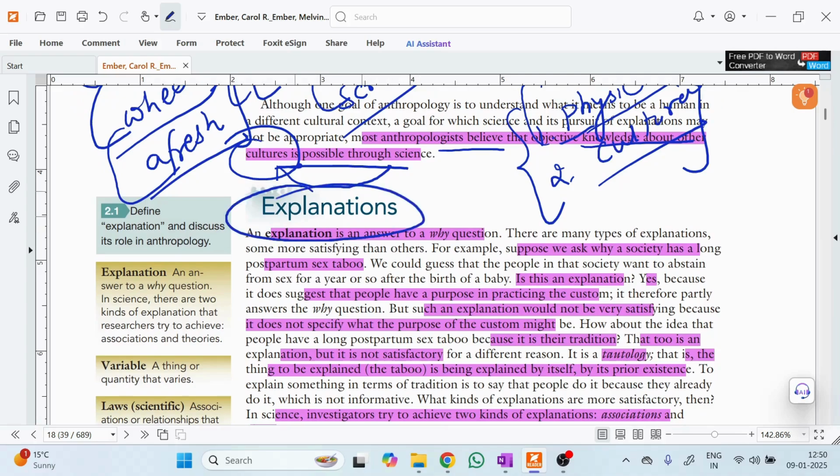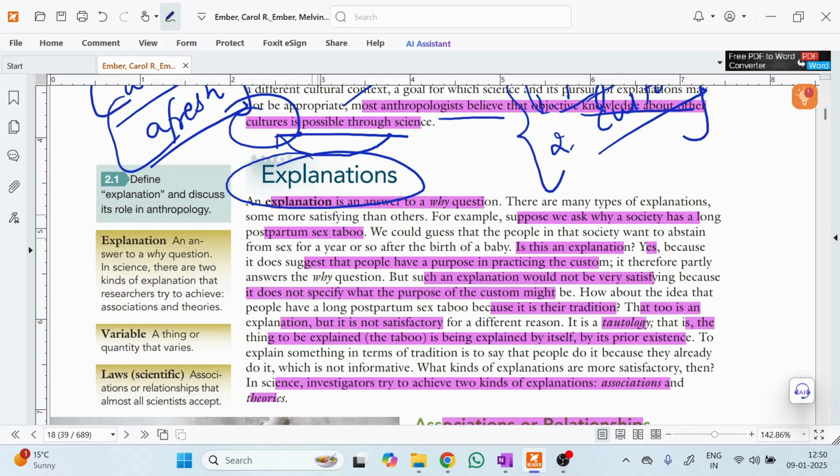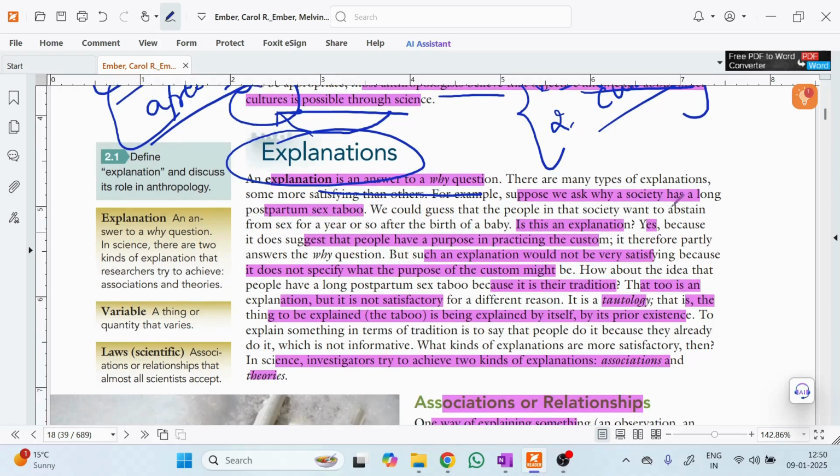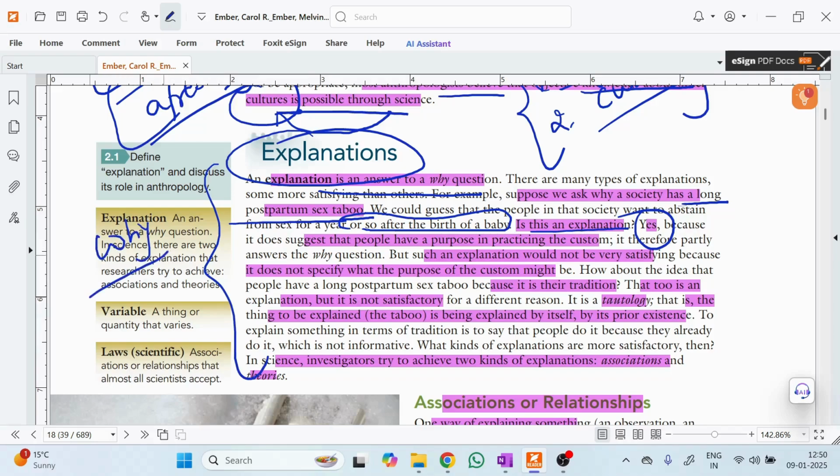Then let's proceed to the first subtopic, explanation. So explanation is an answer to a why question. The example given here is about the existence of a postpartum sex taboo in a community. Now, if somebody is asked why do you practice such a taboo, and the answer is that they are practicing it to maintain a gap between births, for birth spacing, is this an explanation? Yes, it is an explanation, but it is not a satisfactory one because it does not answer all the whys that are associated with the question. It does not completely fulfill all the whys.